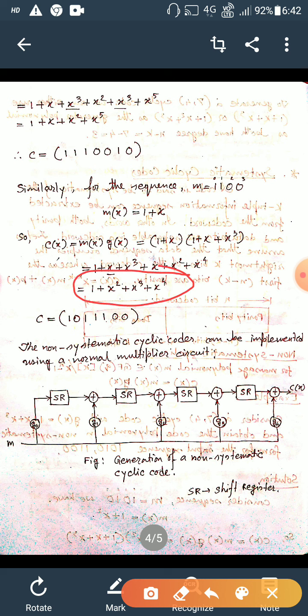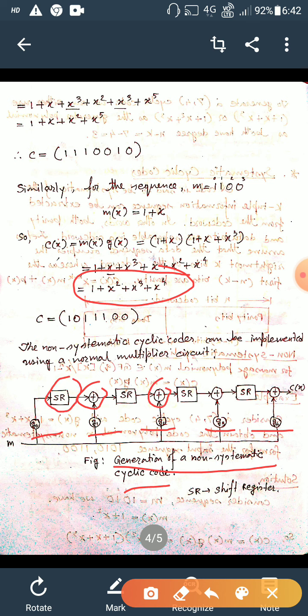So this is the generation of the non-systematic cyclic code. Okay. And G0, G1, G2, G3, G4. In this case, G4 is taken. It may be up to G_n. And here the XOR operation is applied.